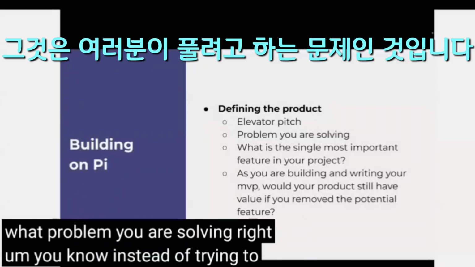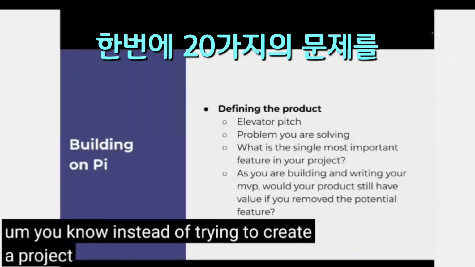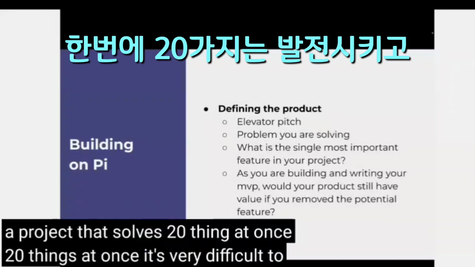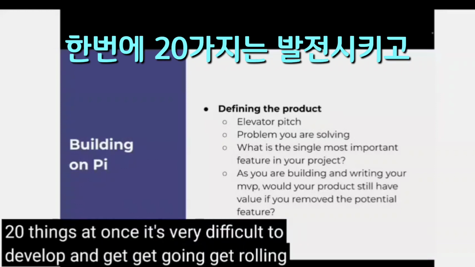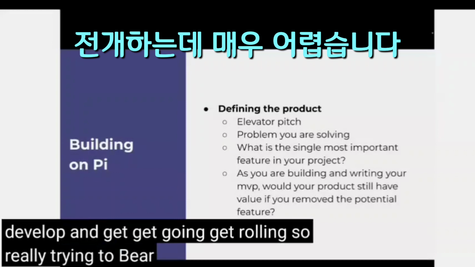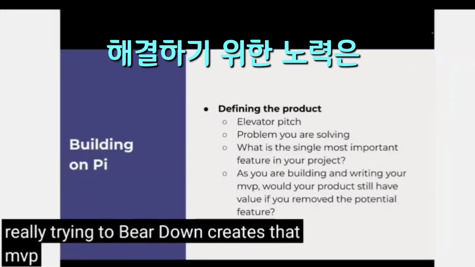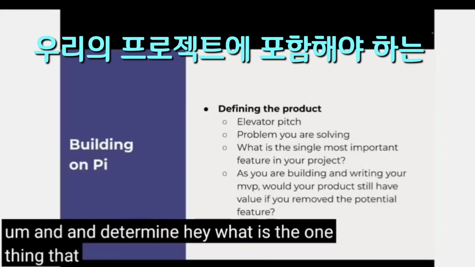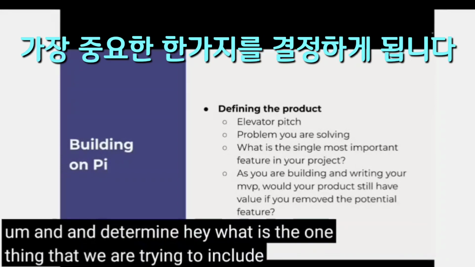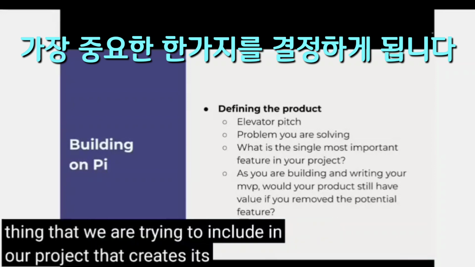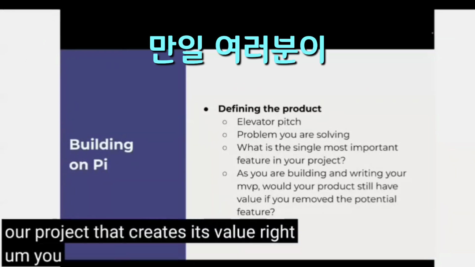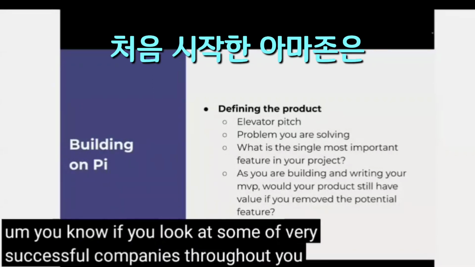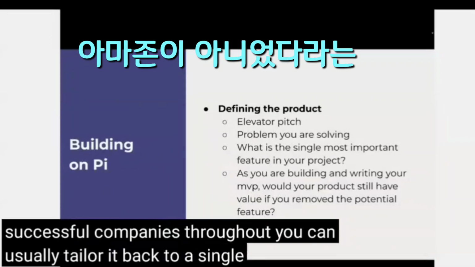Instead of trying to create a project that solves 20 things at once, which is very difficult to develop and get rolling, really try to bear down, create that MVP, and determine, hey, what is the one thing that we are trying to include in our project that creates its value, right? If you look at some very successful companies, you can usually trace it back to a single idea that started.